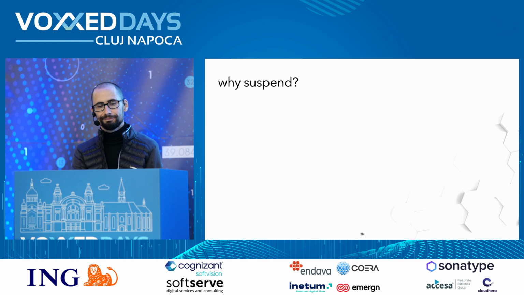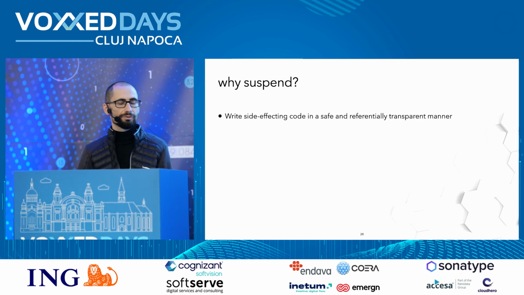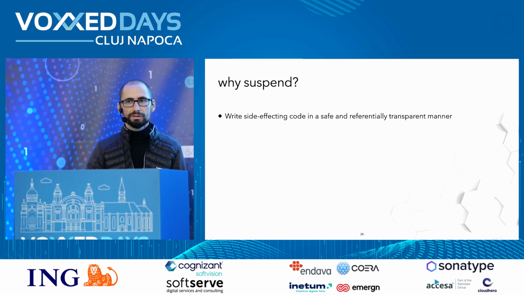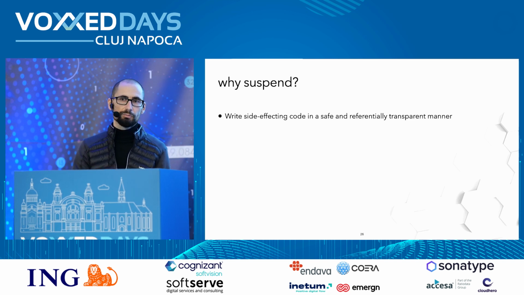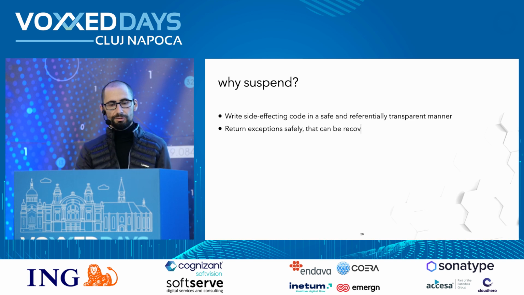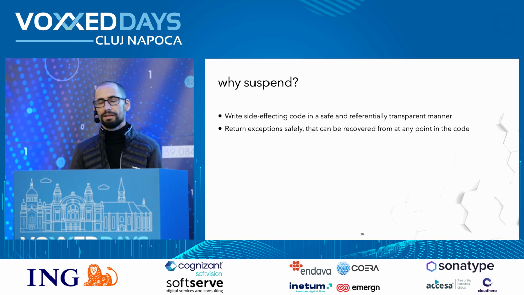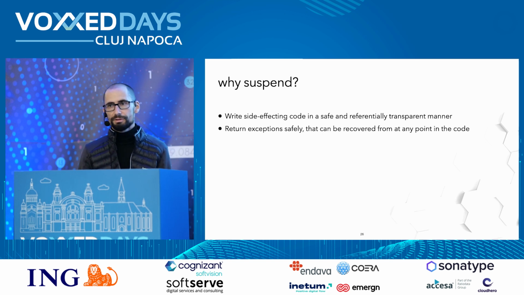But why? Well, first of all, our first goal is to write side-effecting programs in a safe and referentially transparent manner. We also want, which I think is a more important point than the other one, to return exceptions safely. And we want to recover from exceptions at any point. We don't want exceptions to fly everywhere inside the code, and if somebody catches them, good luck. If not, again, good luck.